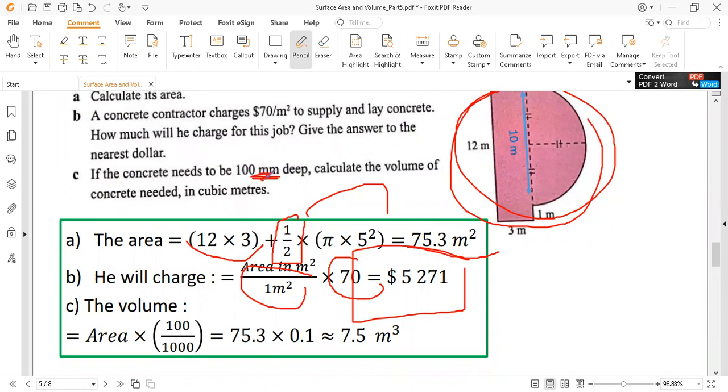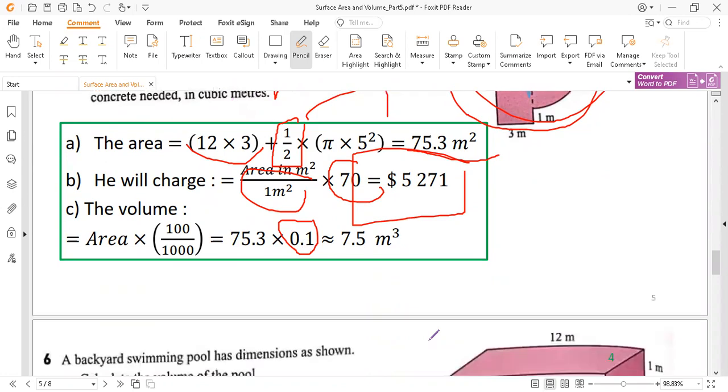And what if the concrete needs to be 100 millimeters deep and not meters? So please open your eyes and always be aware of the measurement unit that you are using. We have the depth in millimeters, so we divide 100 by 1000 to obtain 0.1 as the height in meters, and multiply it by the surface area, or the area of the base, to obtain finally 7.5 meters cubed as volume.